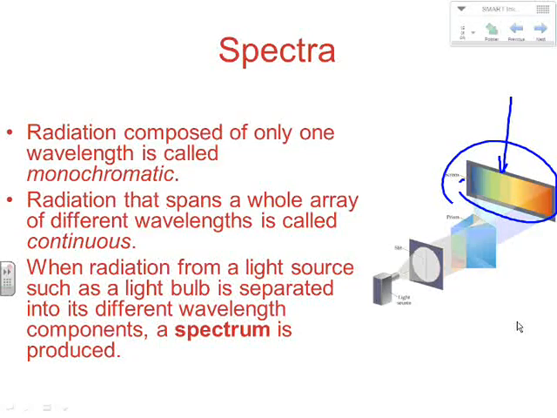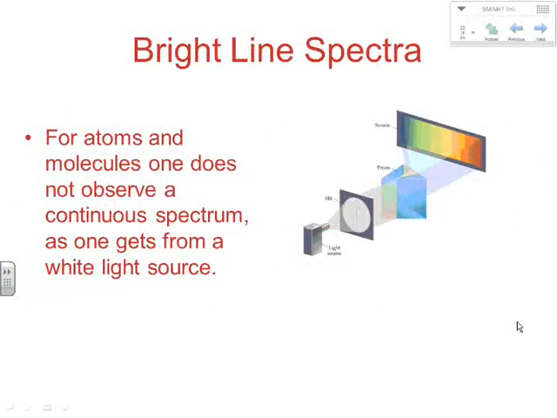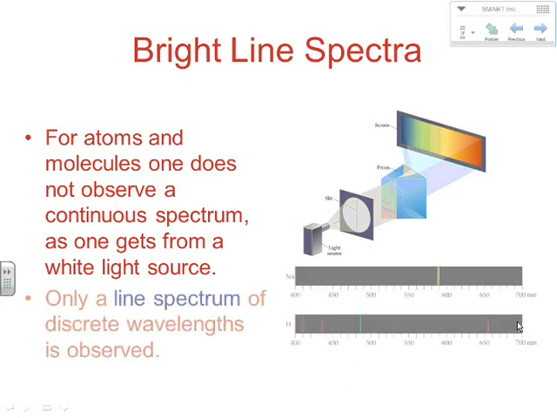So when radiation from a light source such as a light bulb is separated into different wavelengths, you get a continuous spectrum. You get all the different colors of the rainbow. That's white light, what comes out of the sun and what comes out of glowing metals and light bulbs. But when you take a look at the light that comes out of an atom, while it's got multiple colors in it, it's not the full continuous spectrum. So what you observe is what's known as a bright line spectrum.